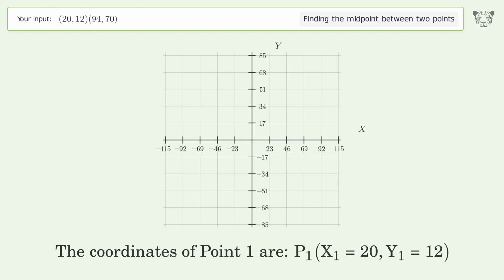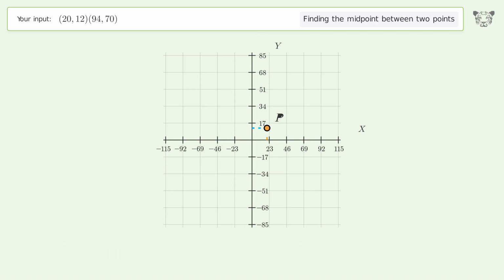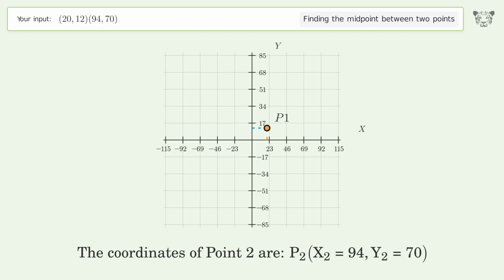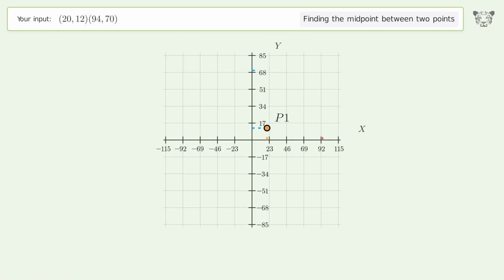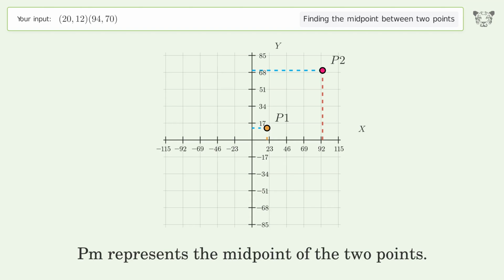The coordinates of point 1 are, x1 equals 20, y1 equals 12. The coordinates of point 2 are, x2 equals 94, y2 equals 70. PM represents the midpoint of the 2 points.